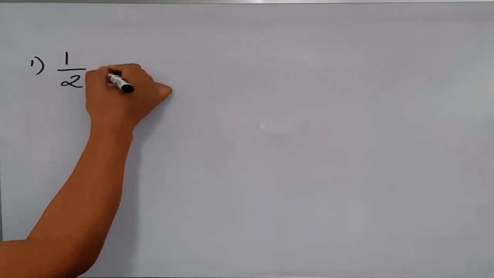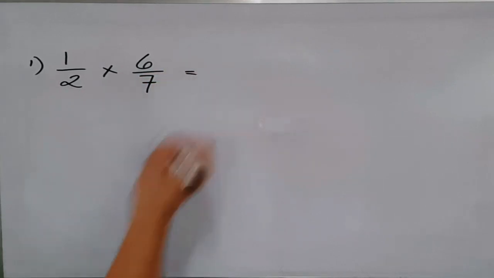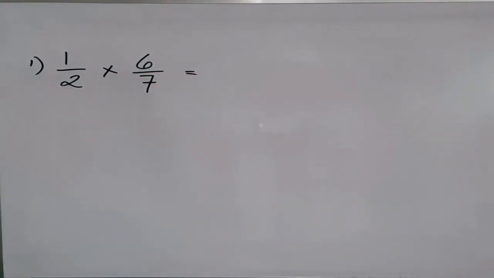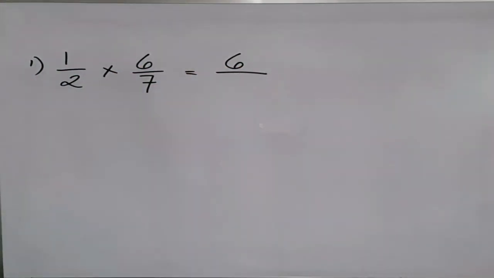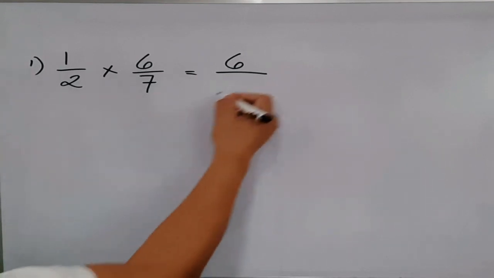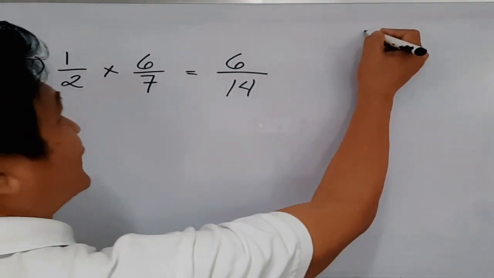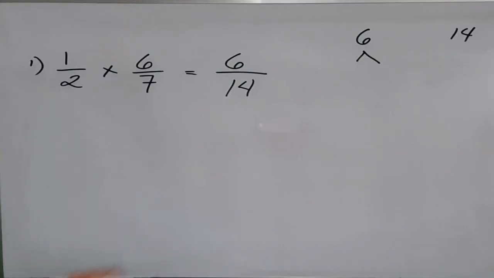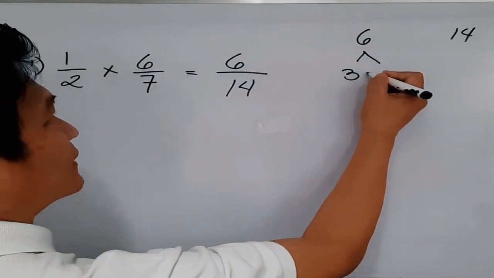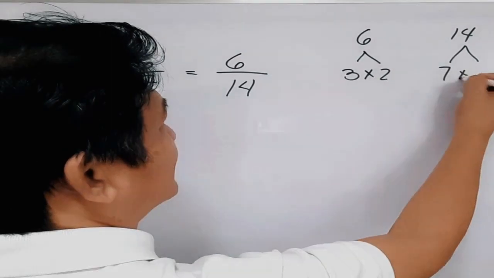1/2 multiplied by 6/7. Rule number 1 says multiply the numerators. So 1 times 6 is 6. Then multiply the denominators. 2 times 7 is 14. And we can simplify this by getting the GCF. Okay, so the GCF of 6 and 14, kunin natin yan. The factors of 6 are 3 times 2. And 14 is 7 times 2.